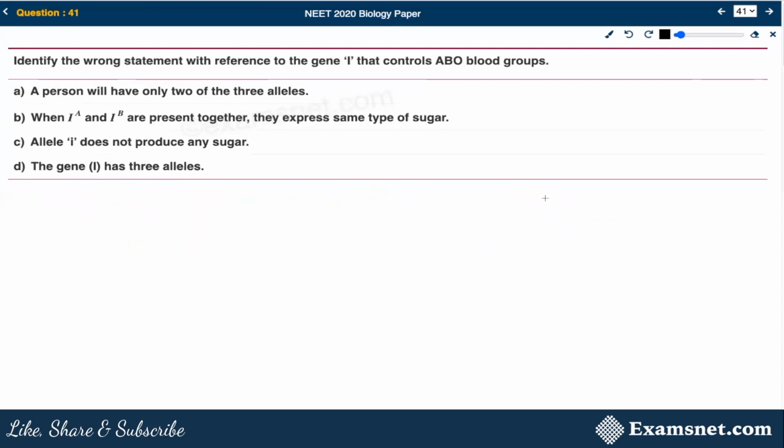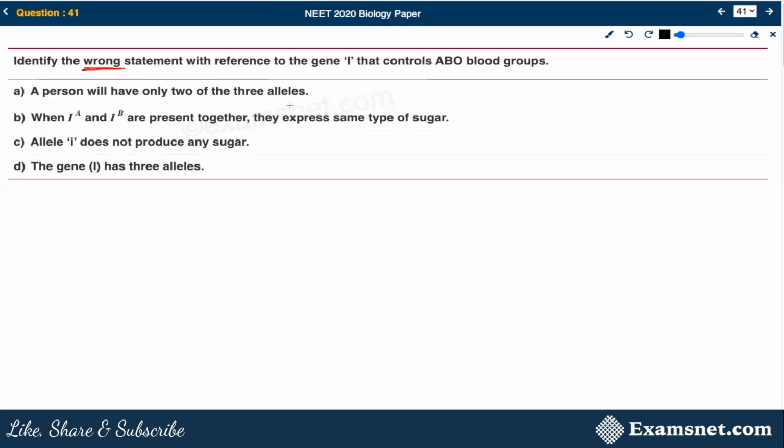Now you have to identify the wrong statement with reference to the gene I that controls the ABO blood grouping. Remember that you have to identify the wrong statement over here. That means one statement is wrong and the other three are correct. The first statement says that a person will have only two of the three alleles.